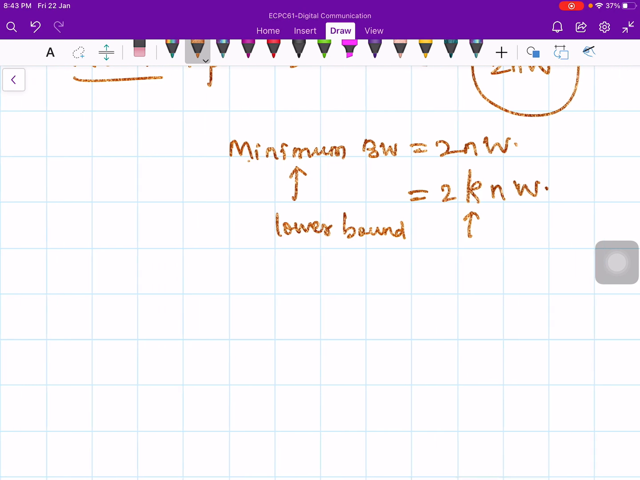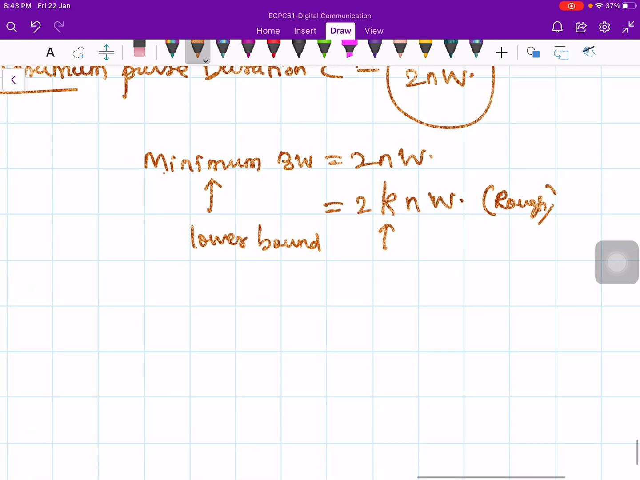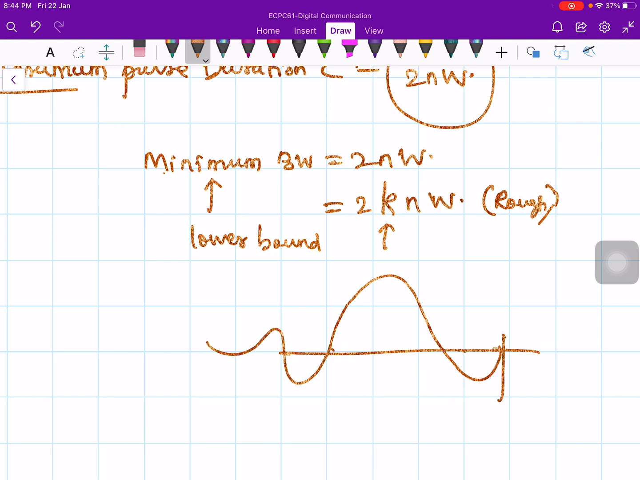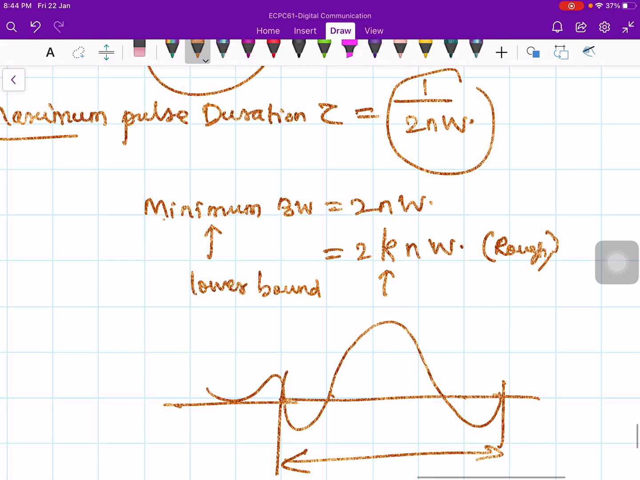So in general, if you want to be more precise, this is a rough figure, because we assumed most of the energy lies in the main lobe. But now somebody comes and says, I want to know more precisely. Then the bandwidth will be some constant k times 2nW, where k is an appropriate constant depending on what definition of bandwidth they precisely use. I used in this discussion that most of the energy lies in the main lobe. But if somebody says, I want to consider this as my bandwidth, then appropriately this k value will be changed.